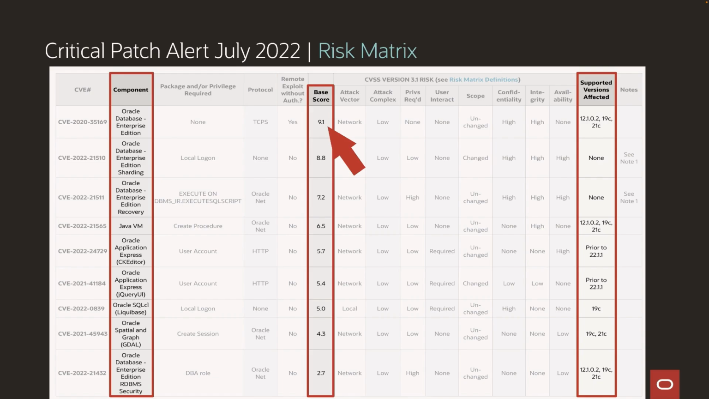You could think now, my 11.2.0.4 is not affected. That's all good, or my 12.2.0.1. But look at the headline. It says supported versions affected. That means in this column, we only specify versions which are under bug fixing support. 11.2.0.4, 12.2.0.1, and 18c were not under bug fixing support anymore when this risk matrix got released.